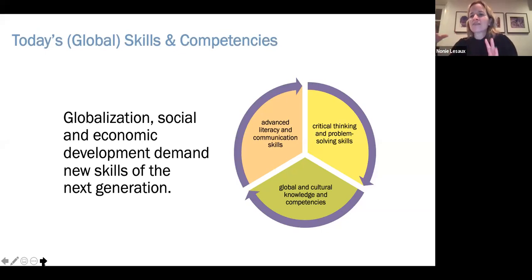This kind of seismic change has also tracked, of course, with automatization, with technology, with the way in which technology has revolutionized the workplace, the labor market, right? The way in which we carry out our daily lives. As a result, we're looking to the next generation as needing advanced literacy and communication skills, critical thinking and problem solving skills, and those global and cultural knowledge and competencies.